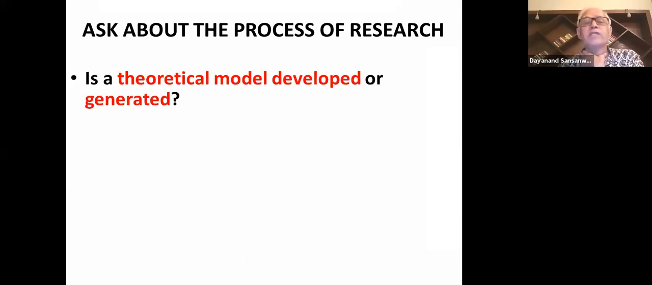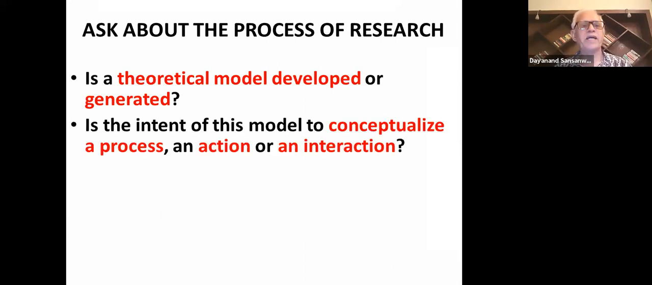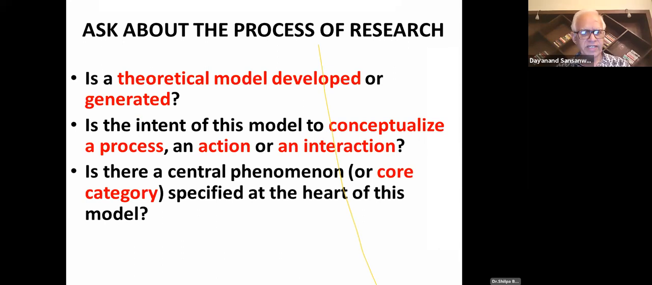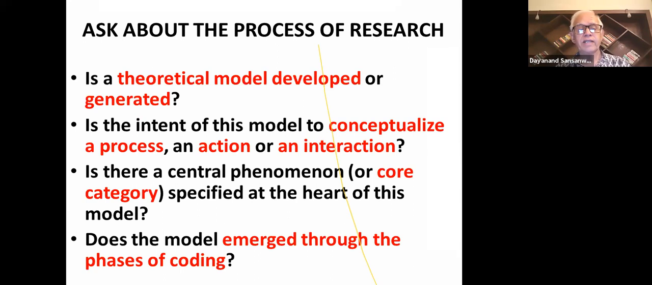Then it asks about the process of the research: is a theoretical model developed or generated? Are you developing a model or generating a model? You are developing a model, it is not generated. Is the intent of the model to conceptualize a process, an action or an interaction? Is there a central phenomenon, the core category? That's what you should have. And another: does the model emerge through the phases of the coding? When you do the different phases, those 3 phases, is your model emerging from that or not?